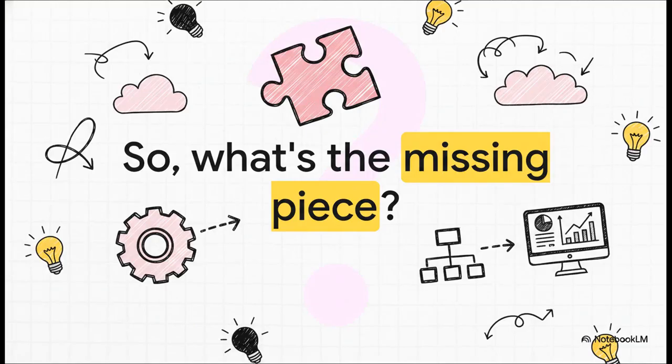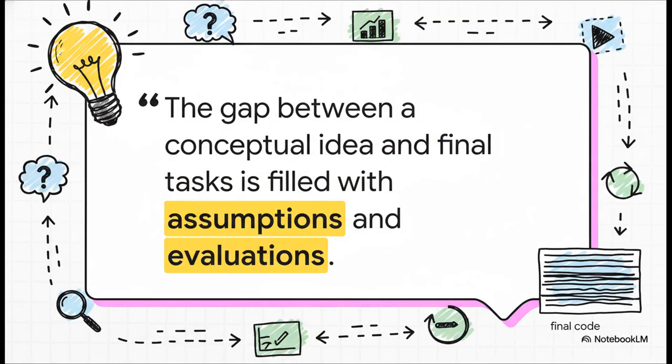Which, of course, brings us to the big question. If we have the processes and we have the tools, what is that fundamental piece of the puzzle that's still not in our toolkit? And here it is. The answer is in all that stuff that happens between the big conceptual idea and the final lines of code. It's all the little assumptions you make, the hypotheses you test, the quick and dirty experimental evaluations. This is the connective tissue of a project, and it's almost never written down anywhere.